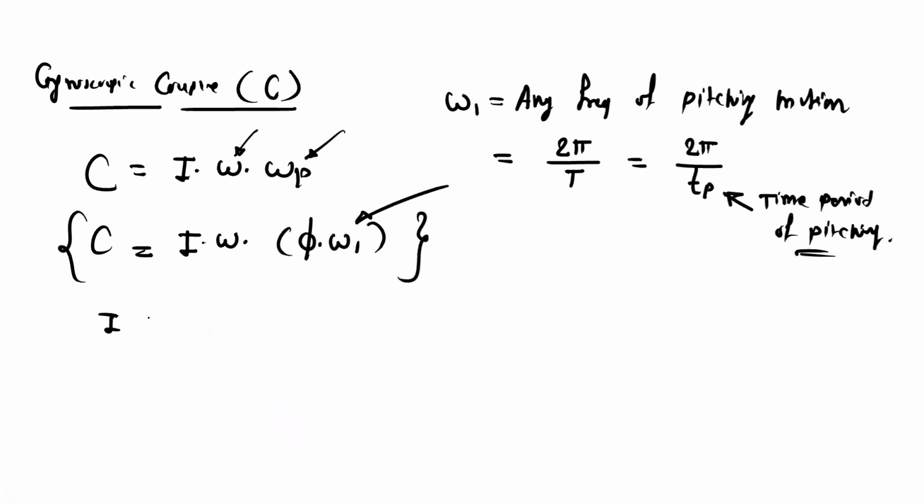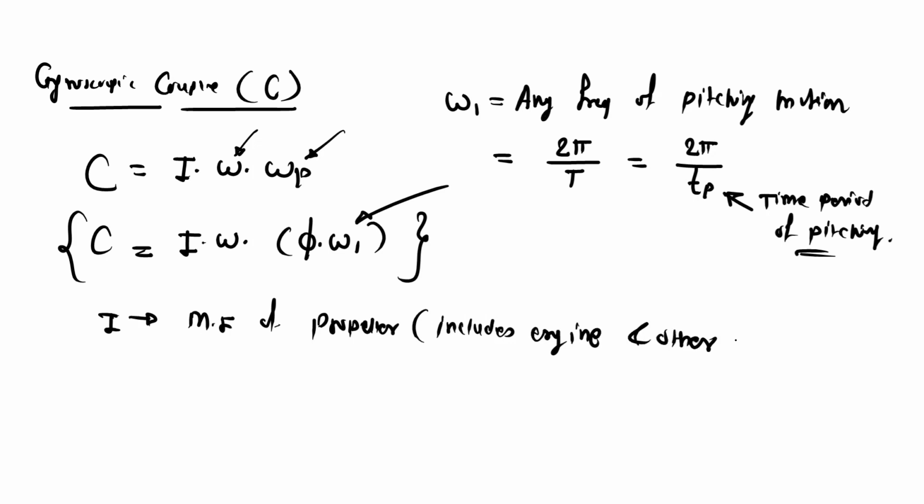Here I is the moment of inertia of the propeller, which includes the engine and other rotating parts on the spinning shaft. Actually this spinning shaft is directly coupled with the engine, so this moment of inertia includes the engine moment of inertia. Then this omega is nothing but the angular velocity of the propeller.